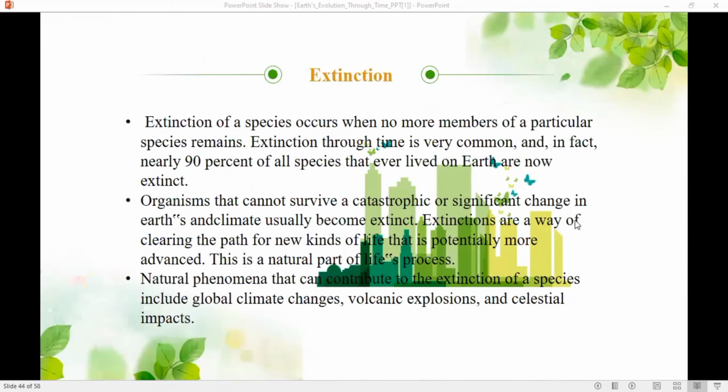Extinction of a species occurs when no more members of a particular species remain. Extinction through time is very common, and in fact, nearly 90% of all species that ever lived on Earth are now extinct. Organisms that cannot survive a catastrophic or significant change in Earth's environment and climate usually become extinct. Extinctions are a way of clearing the path for new kinds of life that are potentially more advanced. This is a natural part of life's process. Natural phenomena that can contribute to the extinction of a species include global climate change, volcanic explosions, and celestial impacts.